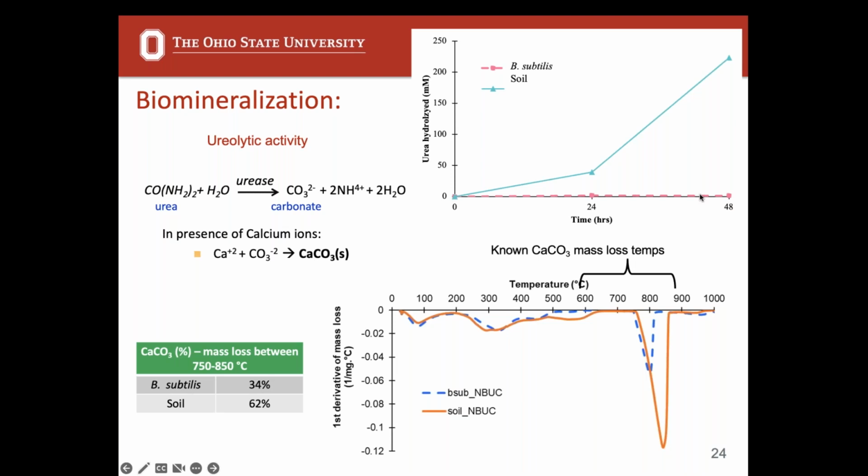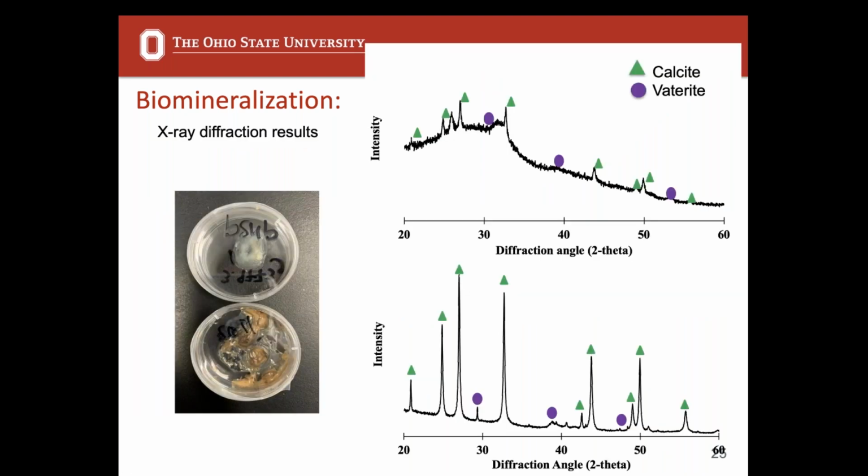So we were like, oh shoot, we just did all of this research, all this work, and we don't actually have a biomineralizing bacteria. But we tried again using thermogravimetric analysis, and you can see that we have peaks in the range where we would typically expect to see calcium carbonate for both of the samples, more in the soil sample, but also present in this B subtilis sample. And then we were also able to confirm the presence of calcium carbonate using XRD phase analysis as well.